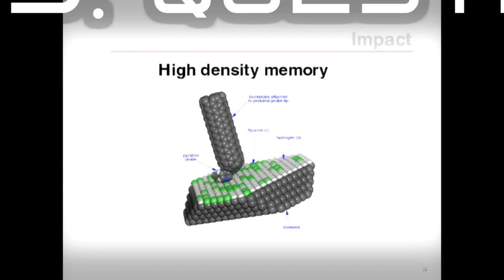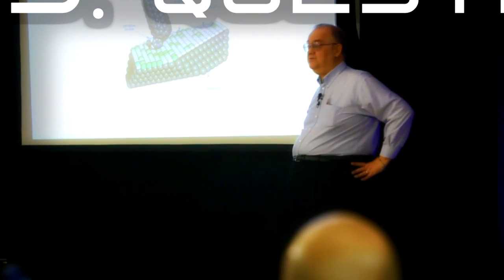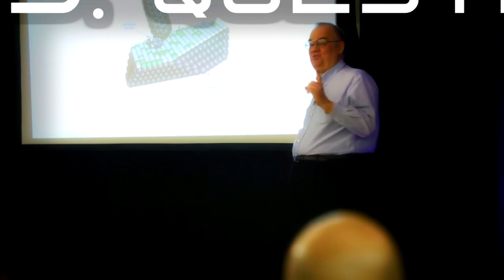High-density memory. This is a proposal made a couple of years ago to have a high-density read-only memory. You have a surface, and the zeros and ones are encoded by storing fluorines and hydrogens bonded to the surface, and then you have a probe that moves along and reads out whether it's looking at a fluorine or a hydrogen. And you get very high-density memory if you do this. If one atom stores 1 bit, that's a pretty good storage density.